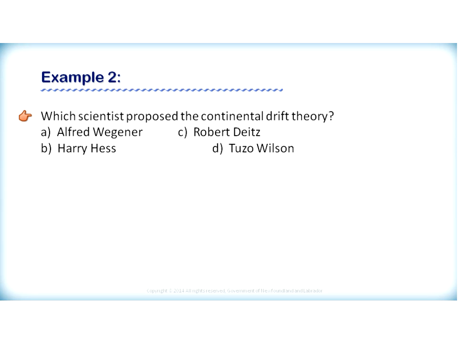Example 2 reads, which scientist proposed the continental drift theory? And the answer here would be Alfred Wegener. Harry Hess was responsible for suggesting seafloor spreading. Tuzo Wilson contributed to the plate tectonic theory, namely hotspots in the mantle and transform faults on the ocean floor. And Robert Dietz was one of the scientists responsible for putting forth magnetic reversals. So the answer to this question would be Alfred Wegener. He's the person that proposed continental drift theory.